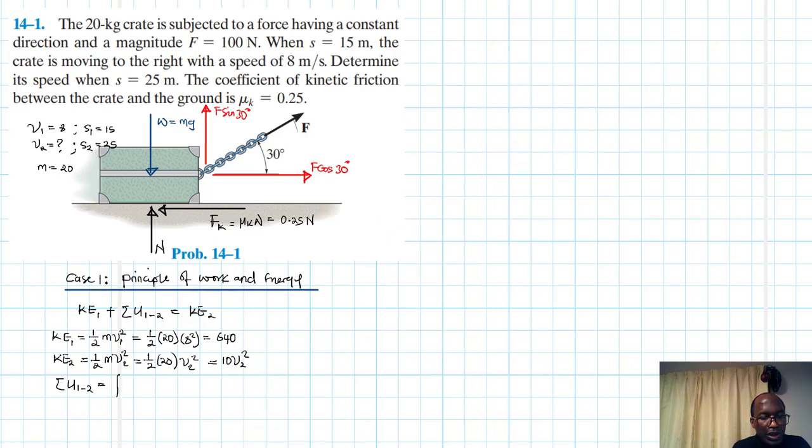All right, so this is the concept that we're going to be using. Here we are going to be integrating from S1 to S2 of F cos 30, and this is positive. Then we have work due to friction, so this one is negative. The displacement is to the right, the force is to the left, so they are in the opposite direction.